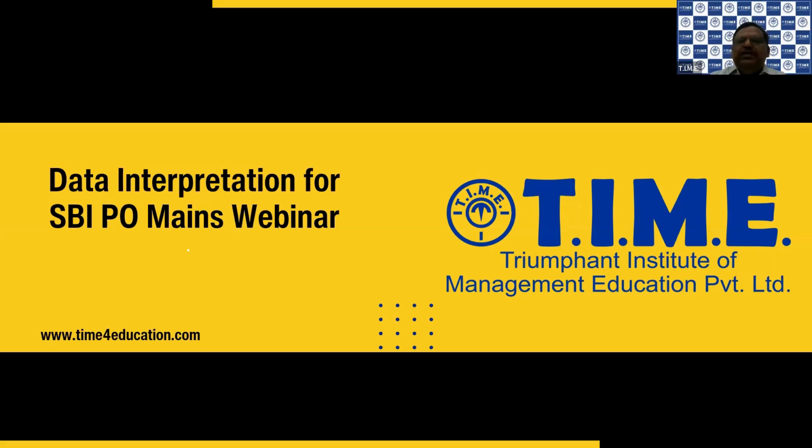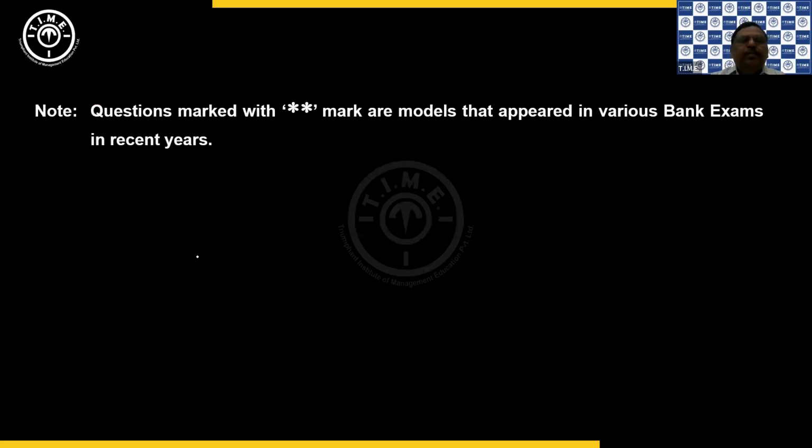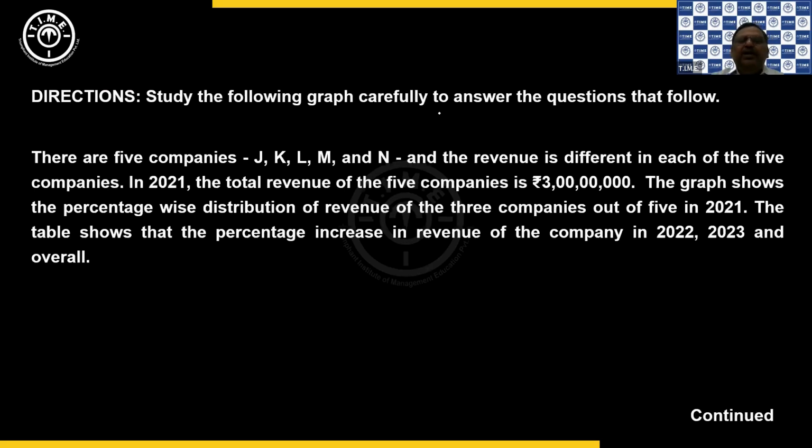If you look at the first set, questions marked with star are models that appeared in various bank exams in recent years. You know, in every material we'll have that. You can see here, there are 5 companies, J, K, L, M, N, and the revenue is different in each of the 5 companies.